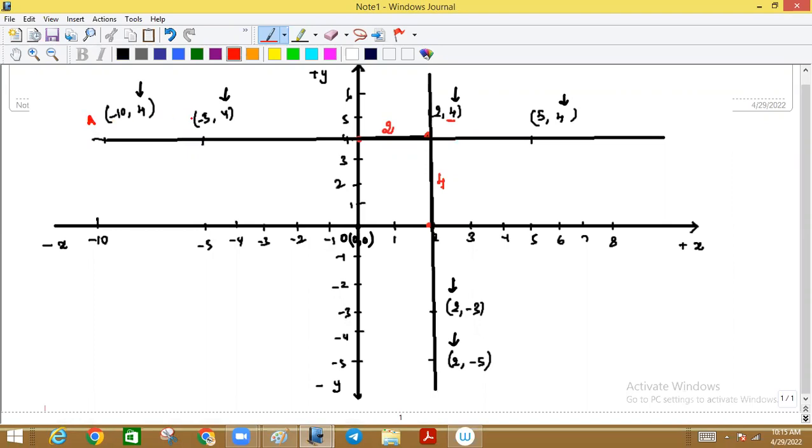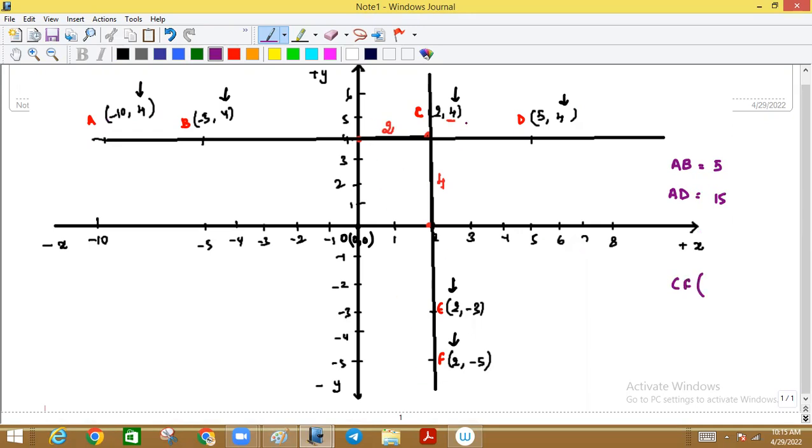Let's name them A, B, C, D, E, and F. How do I find out the distance between 2 points which are on a same horizontal line or a vertical line? Let's say AB. Ignore y, only find out the distance between x. -10 to -5, it is 5. If I ask you AD, what is the difference between -10 to 5? It is 15.